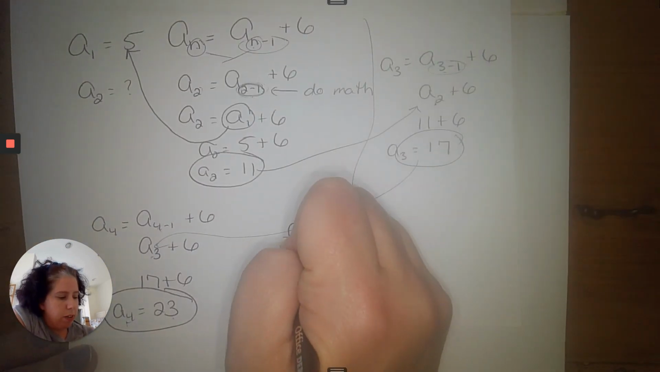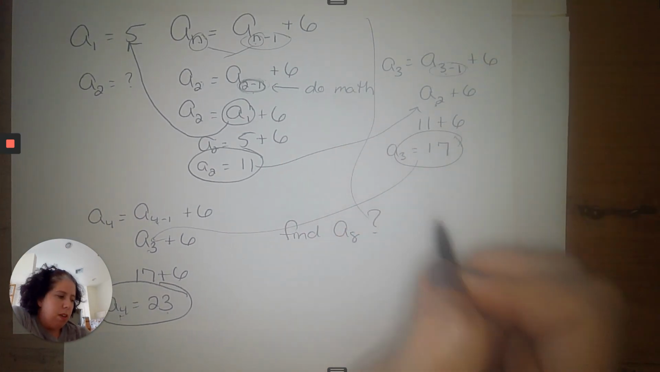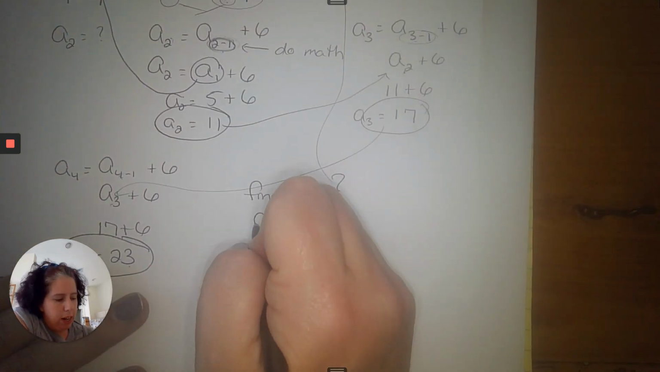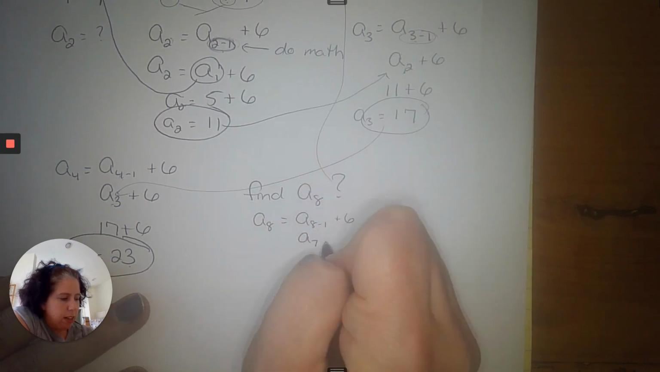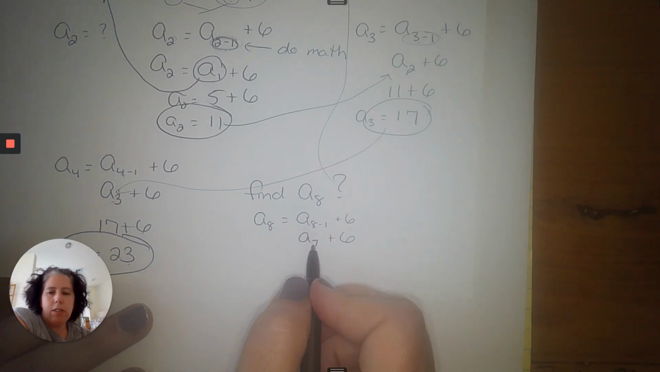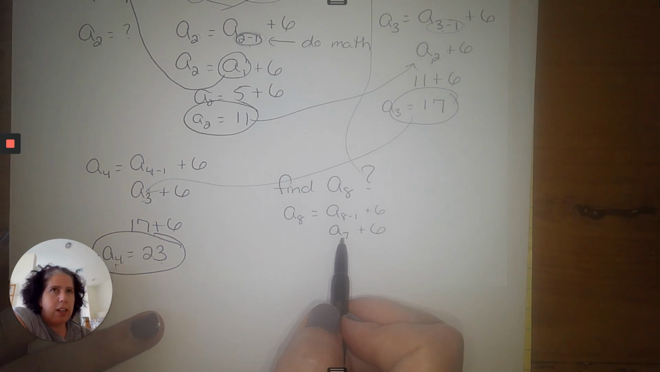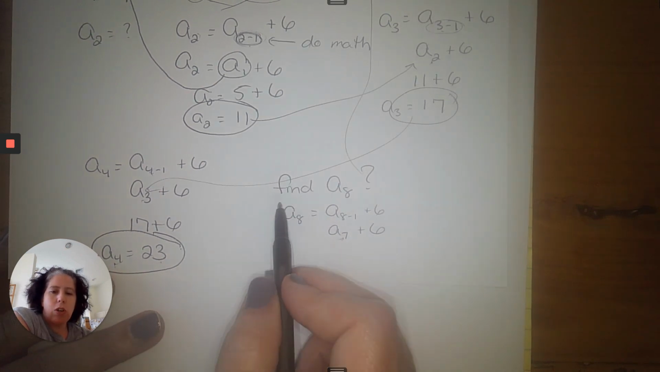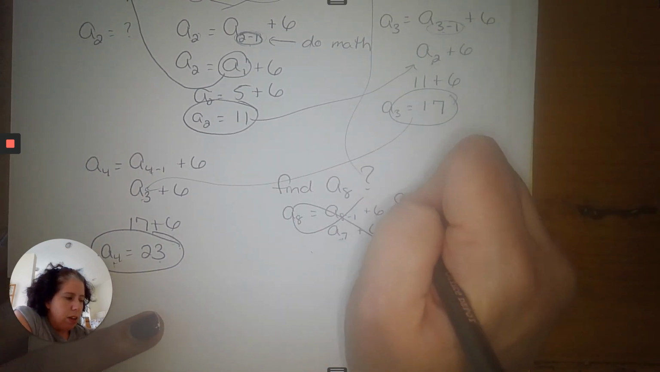What if I asked you right now to find a8, the 8th term? Can I just plug 8 in? If I just plug 8 in, I get a8 equals a sub 8 minus 1, plus 6. That says take a7. Well, do I know what a7 is? No, not yet. In order to find a7, I have to find a6. And in order to find a6, I need to find a5. And in order to find a5, I have to find a4. So if they give you a specific term, you actually have to go back and find all the ones before it. So I can't do this in a recursive formula.